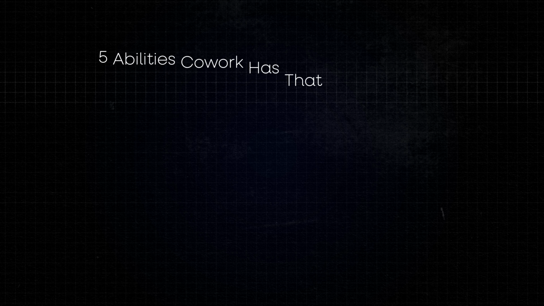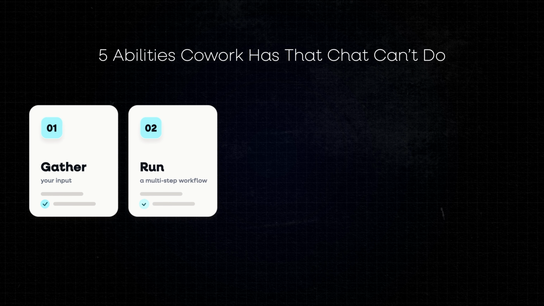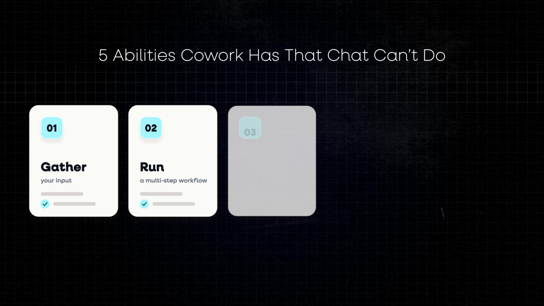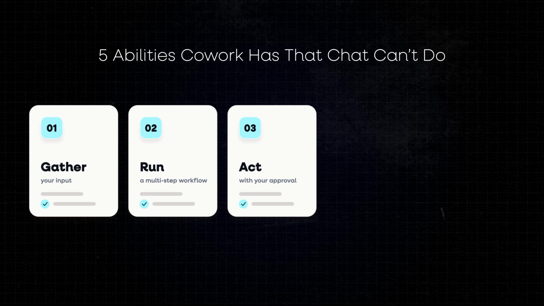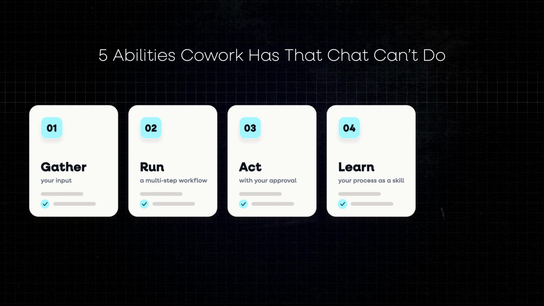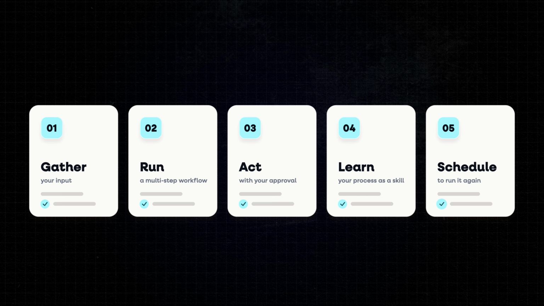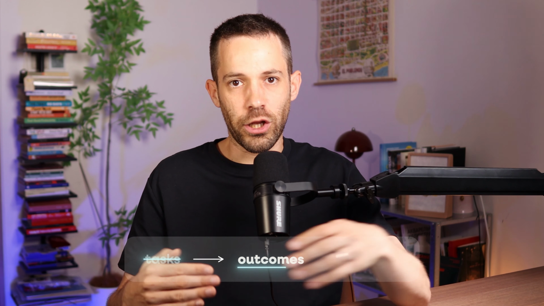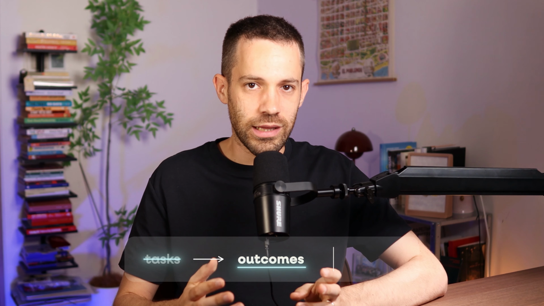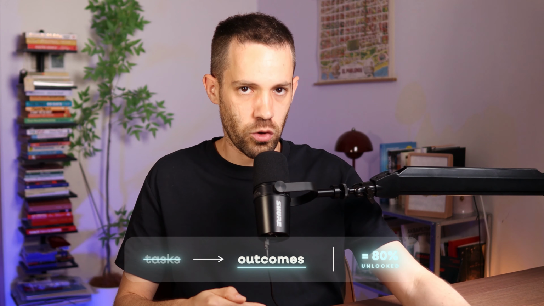So as you have seen, with these 5 abilities, Cowork now can gather your input, run the multi-step workflow while you are steering it, take real actions across your apps with, of course, your approval, learn your process as a new skill, and run the whole thing again on schedule. None of these things is something that chat can do. And the shift underneath is the same one that I explained before. You want to start by describing your outcome and not the task to follow. And just doing that already unlocks 80% of what Cowork can do for you.